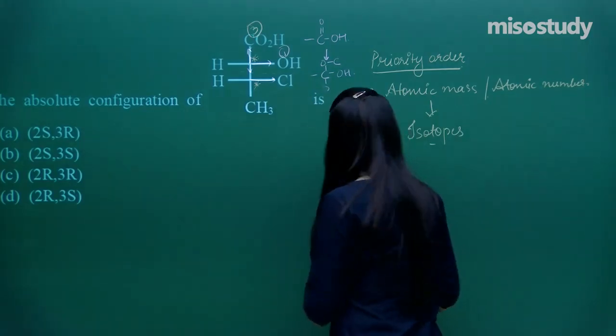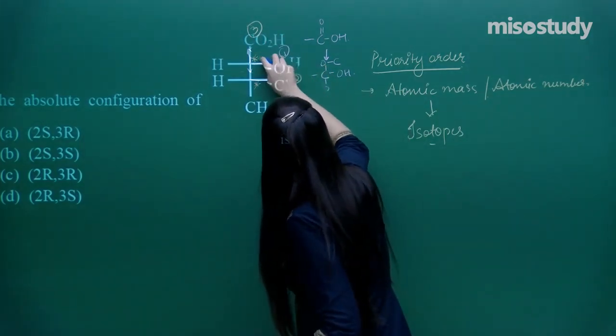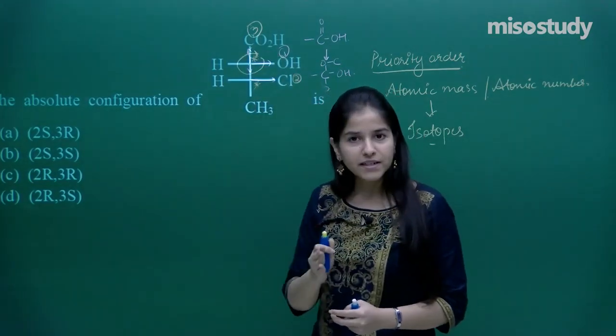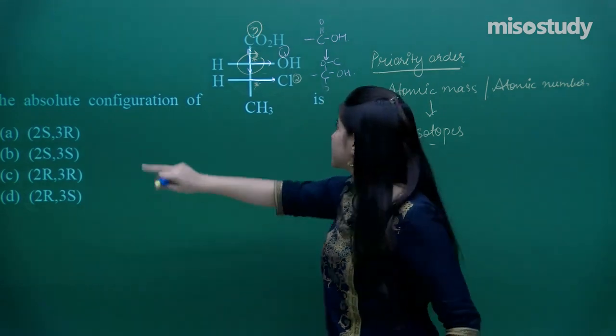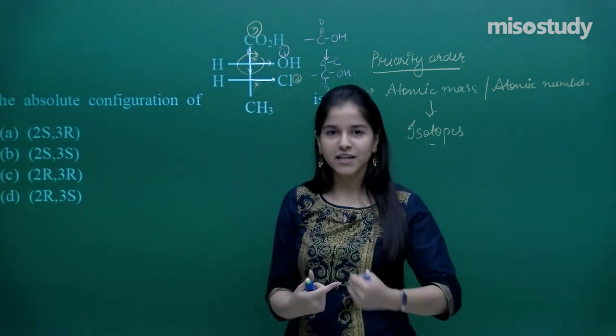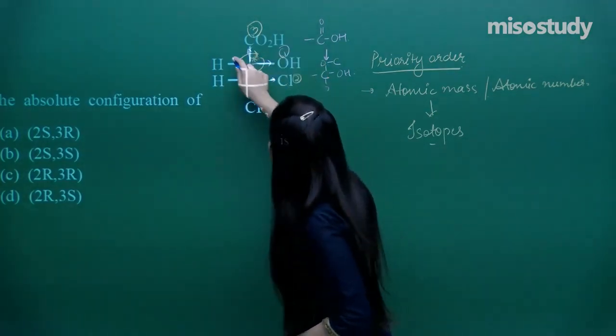Okay now. So it's 2 already. So 1, 2, 3. So that is how we are going to have a curve. That means clockwise direction, R. But if you notice, the hydrogen is on the horizontal, so you need to invert the configuration as we did before. So instead of R, it would be S.